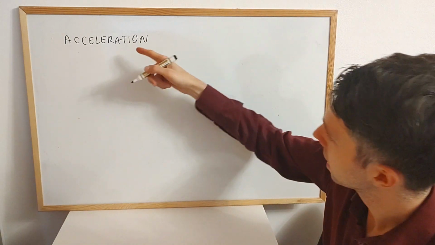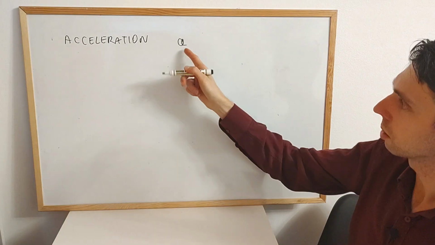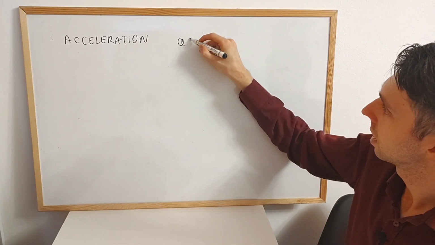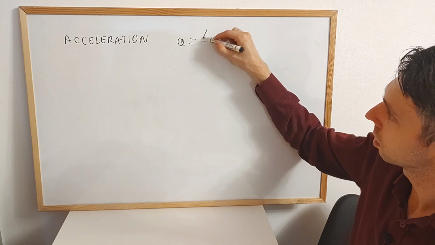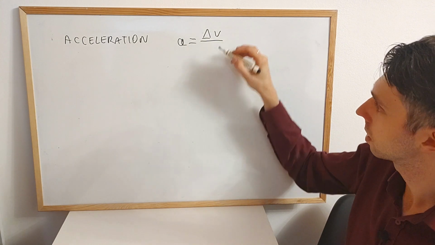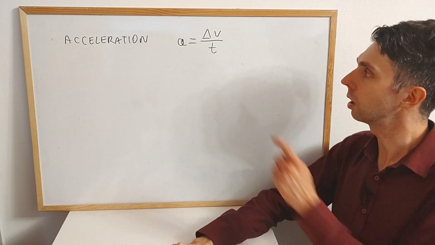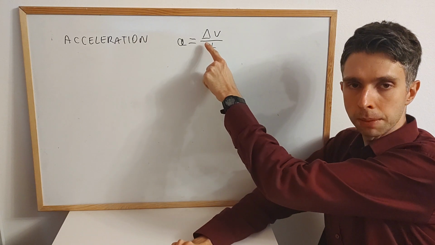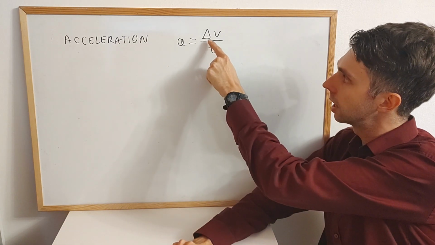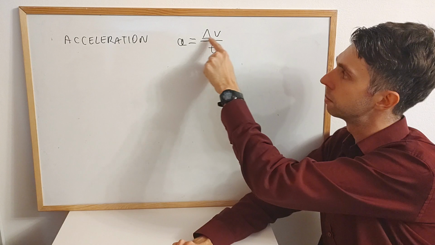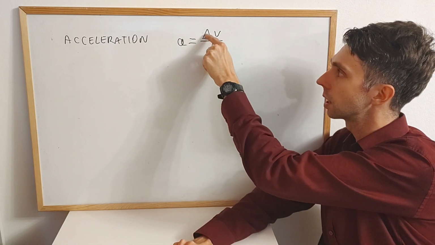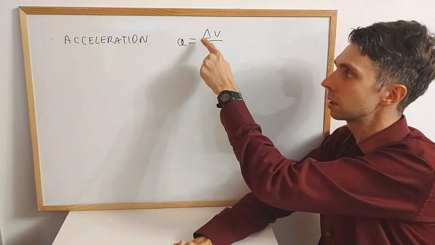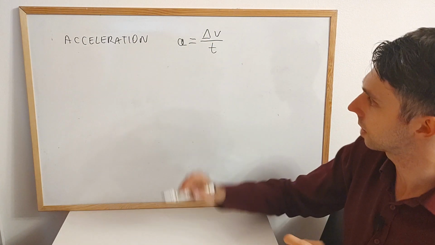Okay, so acceleration is denoted by a, as acceleration, no surprise. So it equals the change in speed divided by time. This triangle is a Greek capital letter delta, and in physics, if it's before something, it means change in this something. So delta v means change in v, so change in velocity.